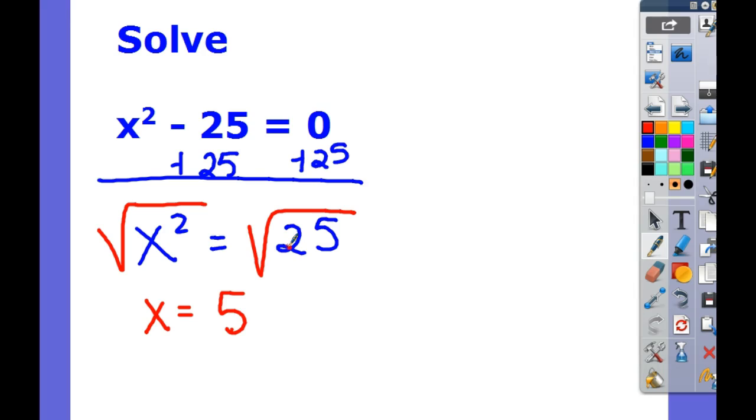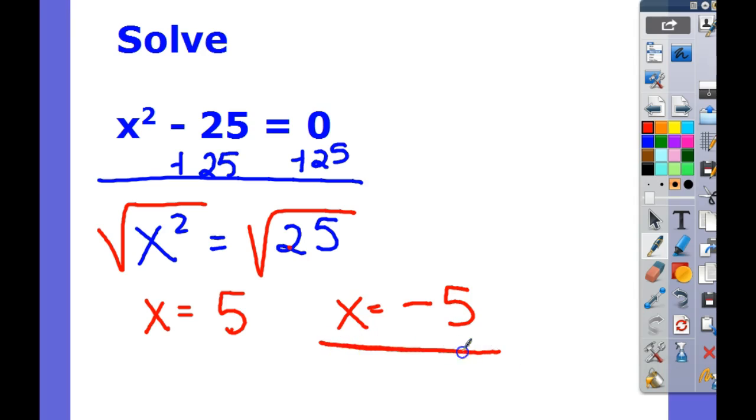But this is quadratic. How many answers are there supposed to be? 2. Where's the other answer? Well, what is negative 5 times negative 5? Isn't that also equal to 25?